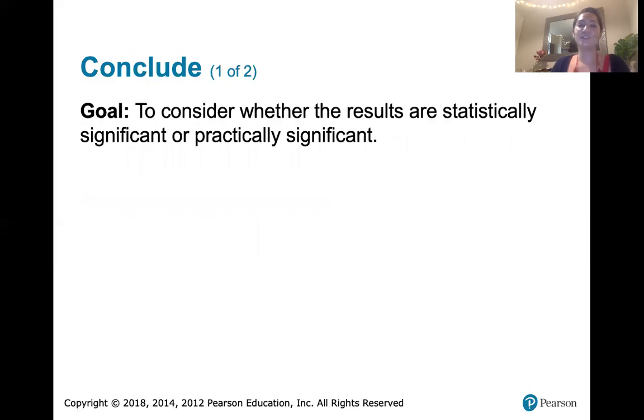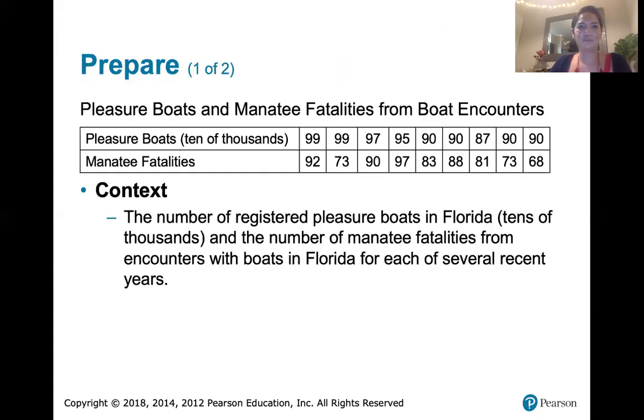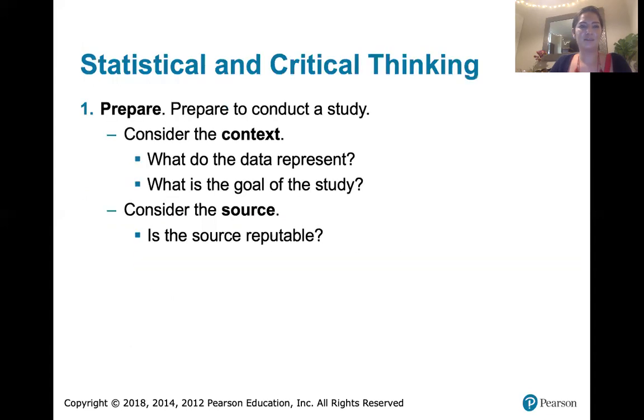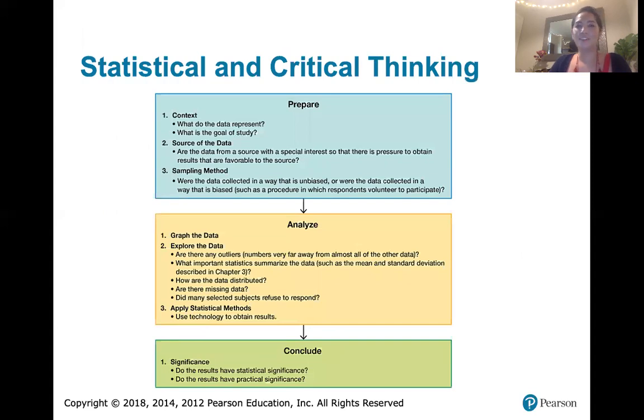And then lastly, we want to conclude whether the results are statistically significant or practically significant. It's kind of hard to remember what it was we were doing, but let's go back a little bit. So we're right here. We want to prepare for our study. We want to analyze data. And then once we've prepared for our study and we've analyzed the data, we want to come to some conclusion about the original population.